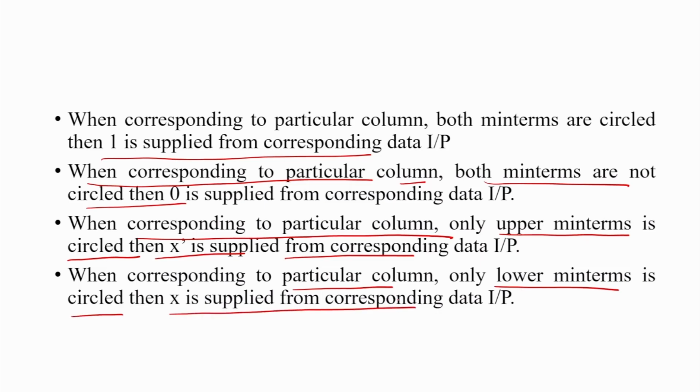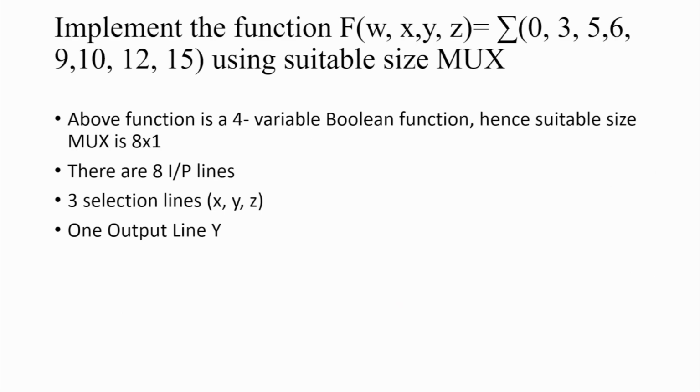Let us take an example. Suppose we want to implement the function f of w, x, y, z equal to summation of 0, 3, 5, 6, 9, 10, 12, 15 using a suitable multiplexer. This function is given in standard SOP form, which means in these particular minterms the output is 1 and in the rest of the minterms the output is 0.